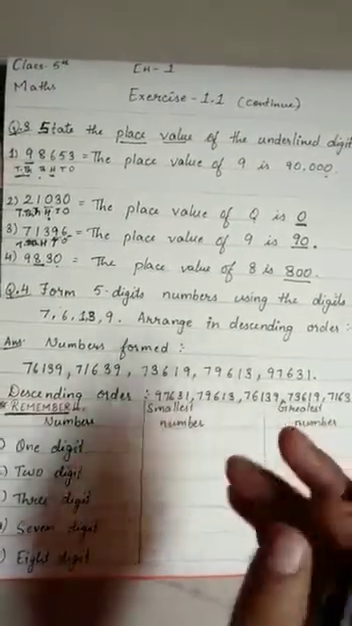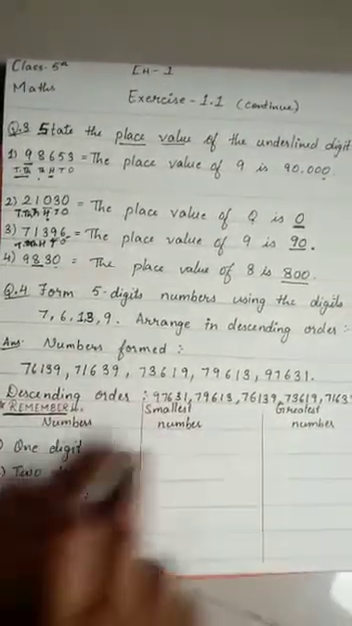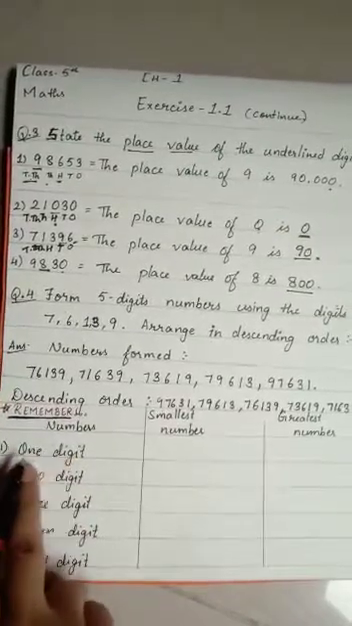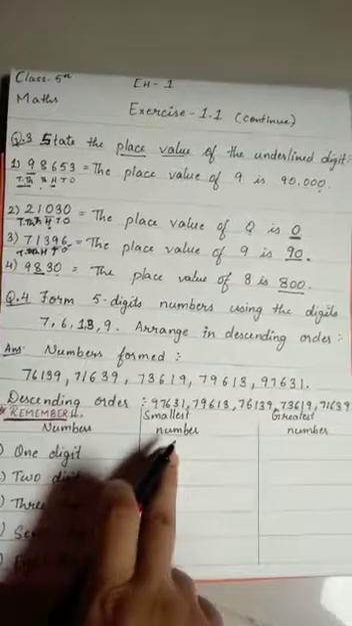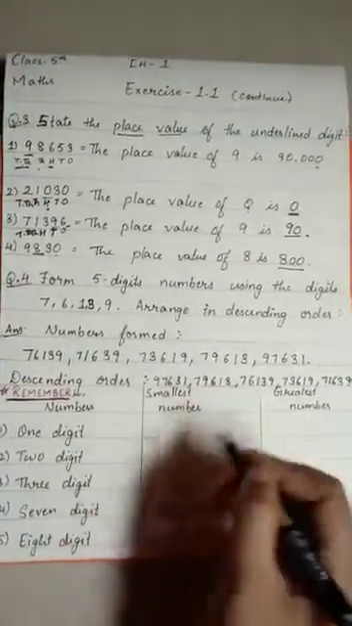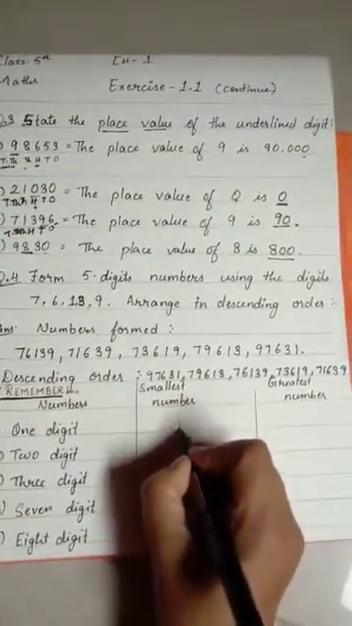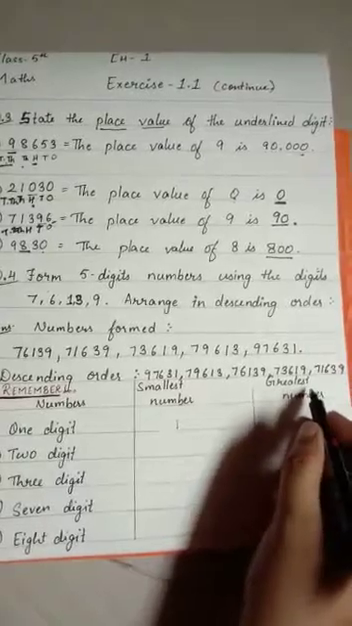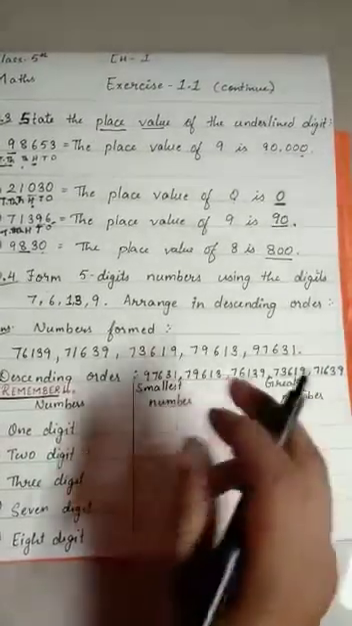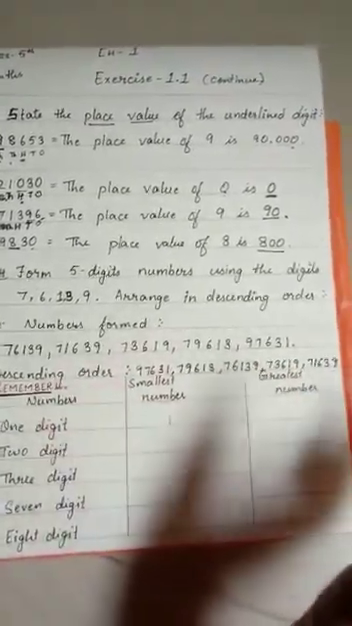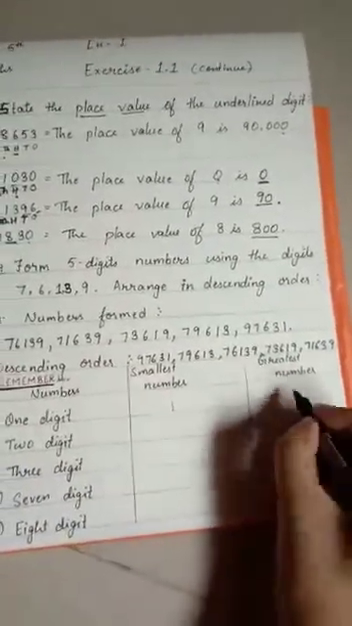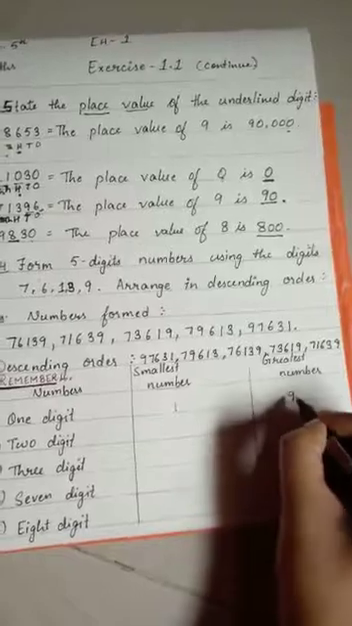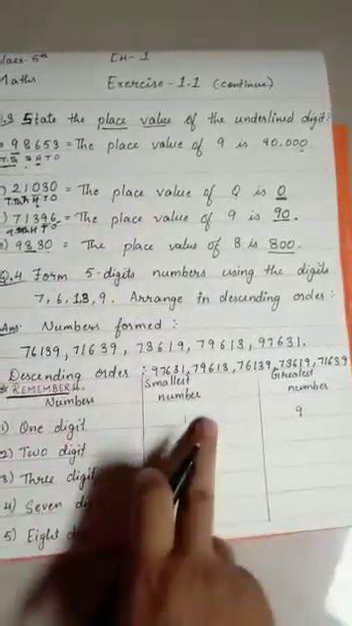For that, there is a very simple trick. If we are asked for the one-digit smallest number, always remember the one-digit smallest number is 1. And the greatest number: we have to see the numbers 0 to 9. Which one is the greatest? 9. So 9 is the greatest one-digit number.